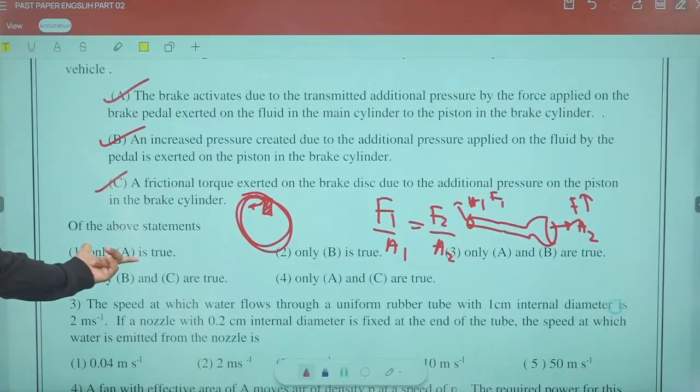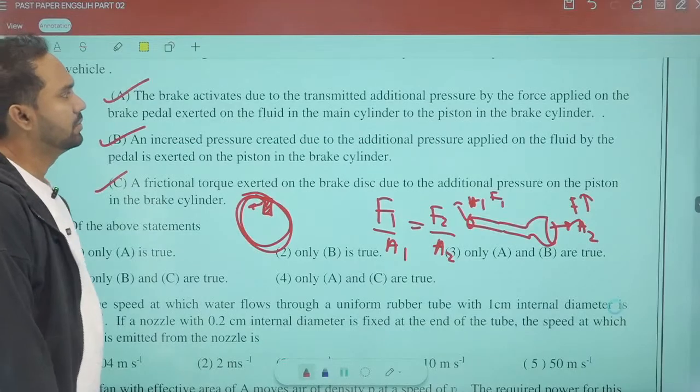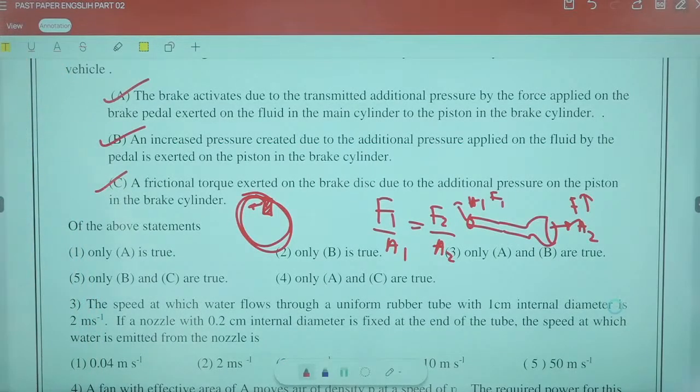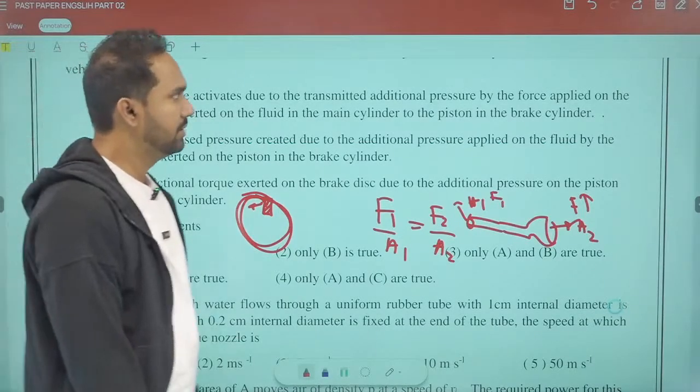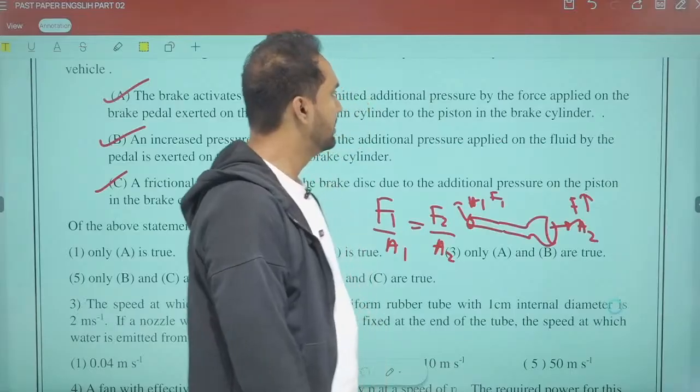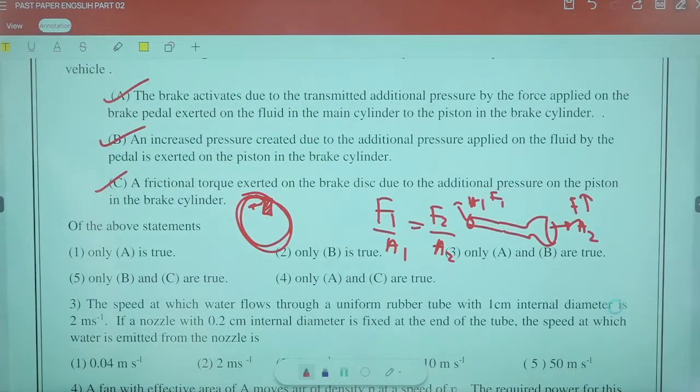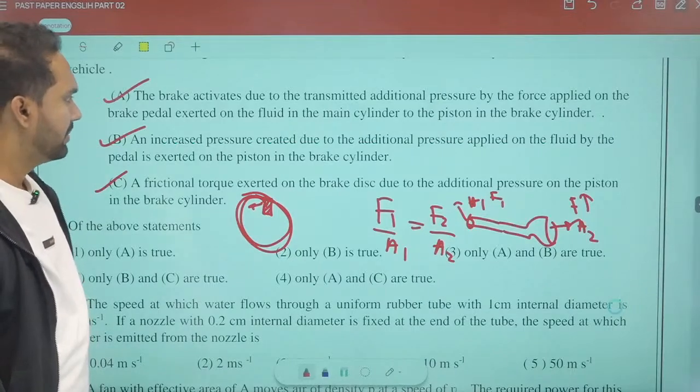Okay. Now let's read from the first one again. The brake activates due to the transmitted additional pressure by the force applied on the brake pedal exerted on the fluid in the main cylinder to the piston in the brake cylinder. That is all good. An increased pressure created due to the additional pressure applied on the fluid by the pedal is exerted on the piston in the brake cylinder. That is also good. A frictional torque exerted on the brake disc.